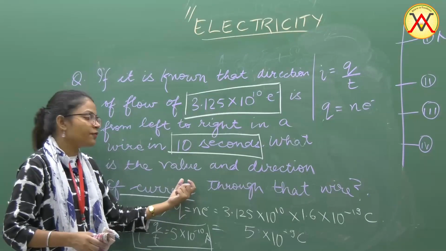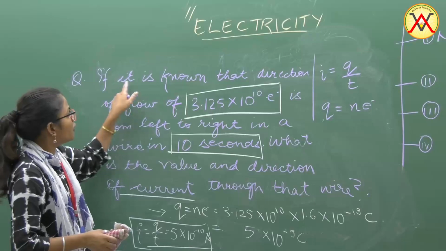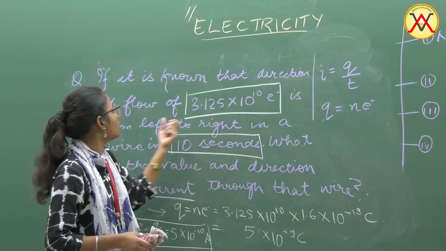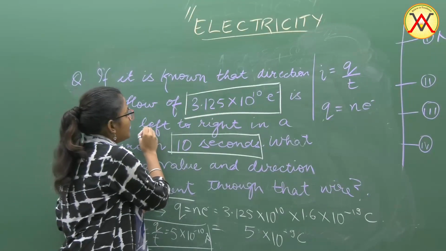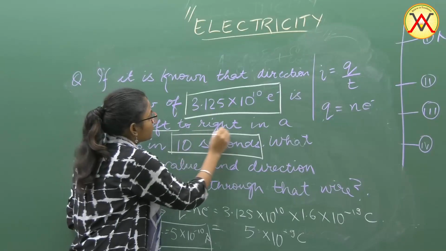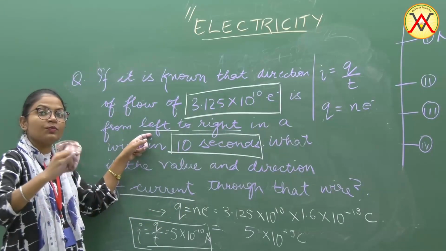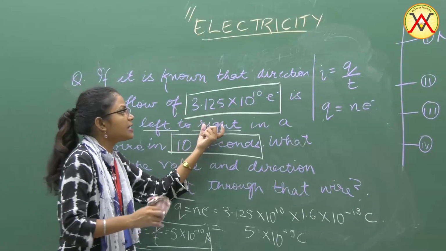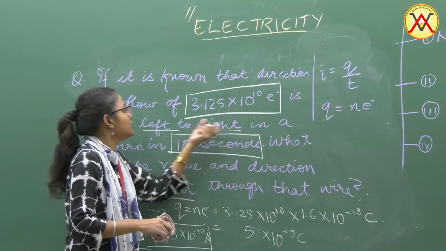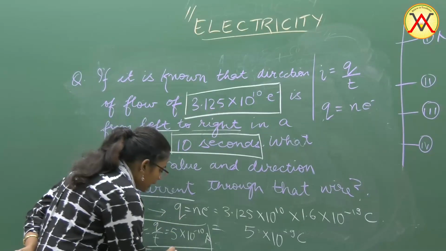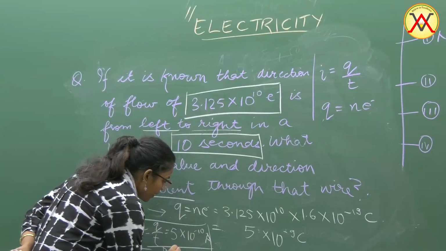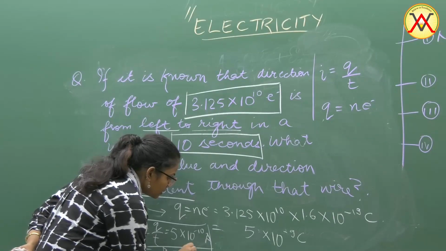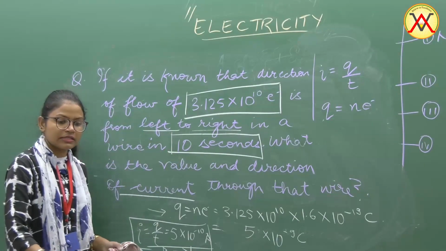For the direction of current, what we would see? We would see the direction of electrons that is given to be left to right. If electrons move in the direction left to right, that means our current would be moving just opposite to it, that is from right to left. So our current moves from right to left. This is our answer.